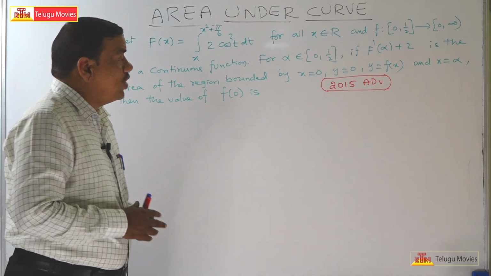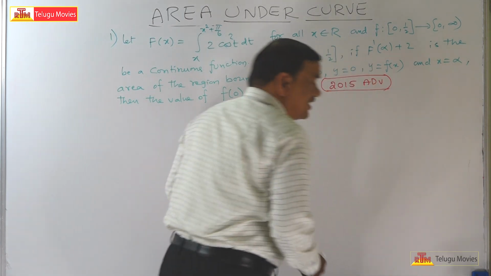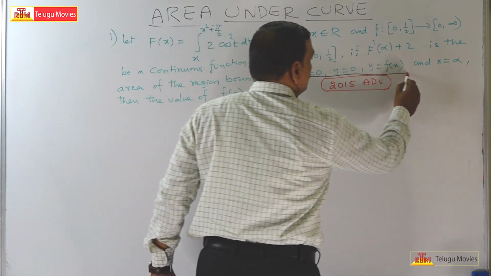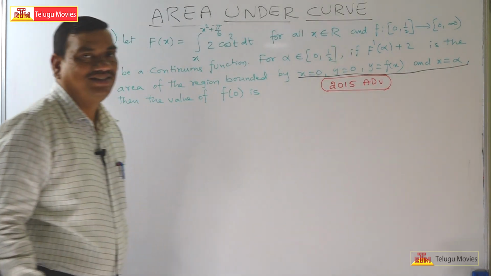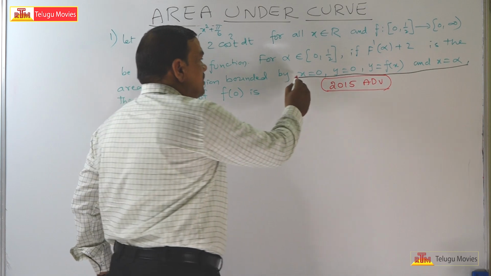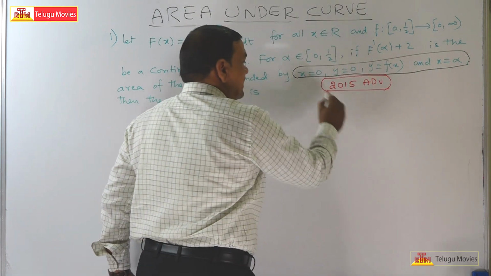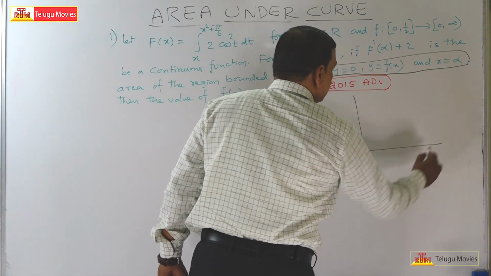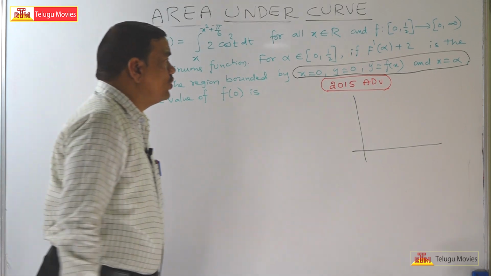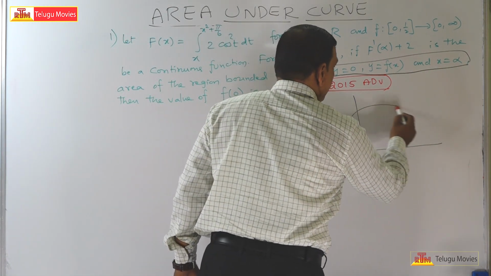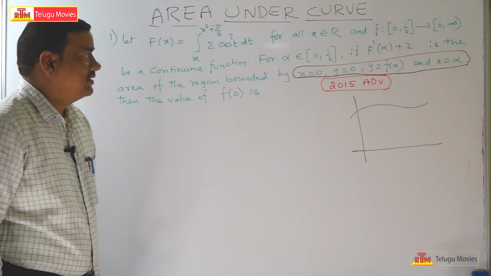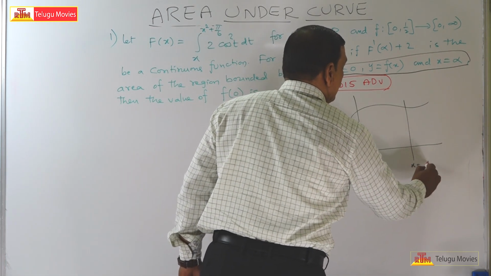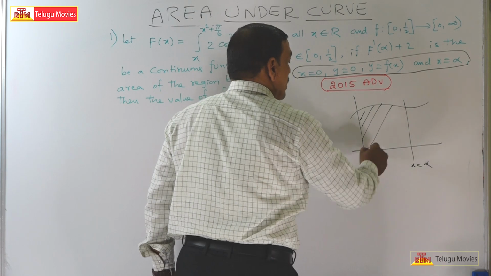First of all, we will find this out. First thing, let us try to understand the area bounded by the curve x equal to 0, y equal to 0, y equal to f of x and x equal to alpha. Let us see how to denote this. x equal to 0 means the y axis, y equal to 0 means the x axis, y equal to f of x is a curve, and x equal to alpha is a straight line parallel to the y axis. This is the area we have to find out.